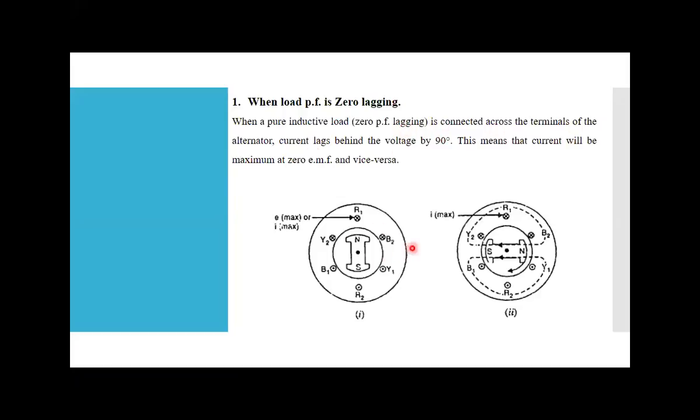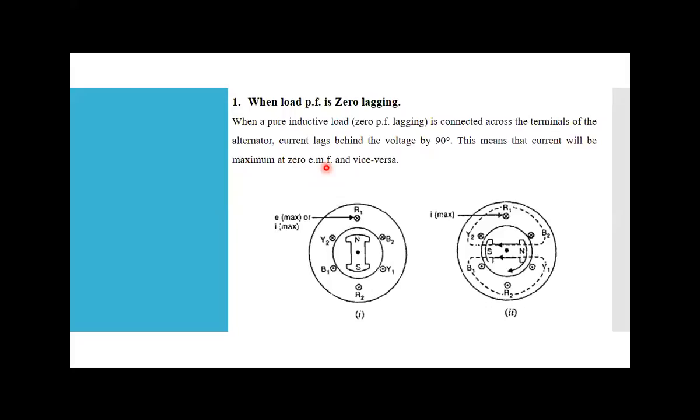So when we have a pure inductive load, zero power factor lagging, connected across the terminals of the alternator, my current lags behind the voltage by 90 degrees. This means the current will be maximum at zero EMF and vice versa. When we have zero EMF, my current is maximum, and when my EMF is maximum, my current is zero.